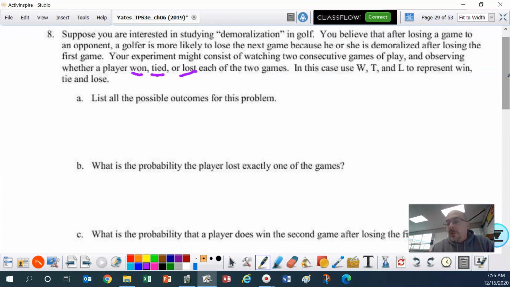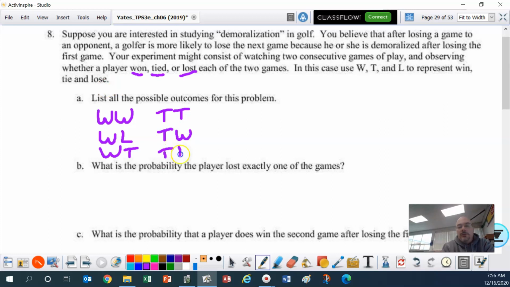Okay, list all the possibilities. All right, they're playing 2 games, folks. So the person might win-win, win-lose, win-tie. Okay, that's it for starting with a win. Now, what else might happen? Okay, they might tie. All right, tie-win, tie-tie, and tie-lose. Okay, so those are all the ones for starting with a tie. You might lose: lose-lose, lose-win, or lose-tie.